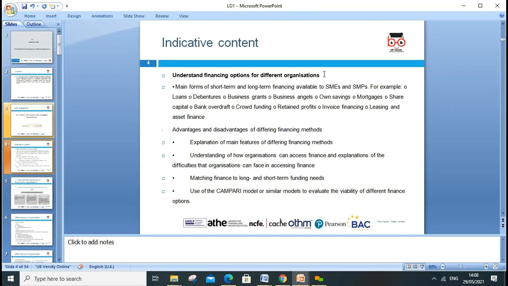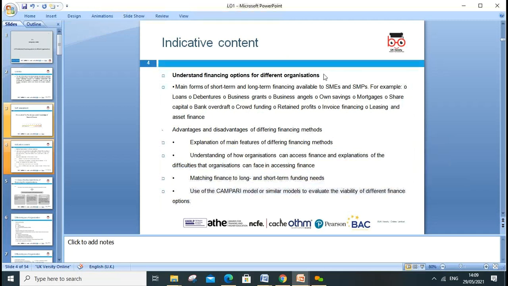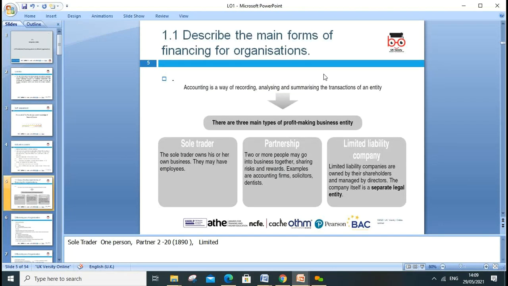Okay, so next. Today's lesson will go through the indicative content, all being given: explain the main features of financing methods, understand how different organizations source finance, matching short-term and long-term needs, and the comparison model, which we'll discuss as well. Okay, so first of all, guys, when we start any business, you need to look around.